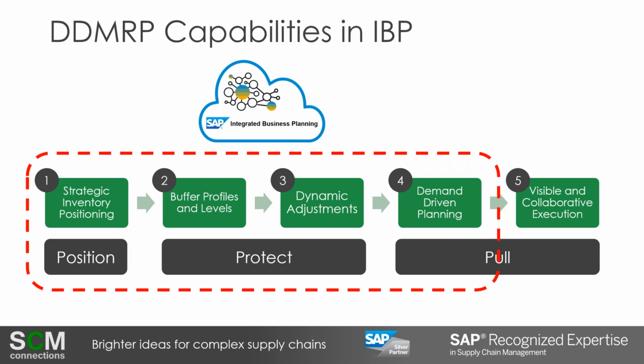And finally, pull, where you are doing your demand-driven planning, calculating your net flow on a daily basis, and triggering recommended supply orders. And then the visible and collaborative execution, that's what Jim has been discussing, which is handled primarily on the S4 side, and that's tracking your projected on-hand alerts and material synchronization, things like that. And that's where the handoff between IBP and S4 occurs.